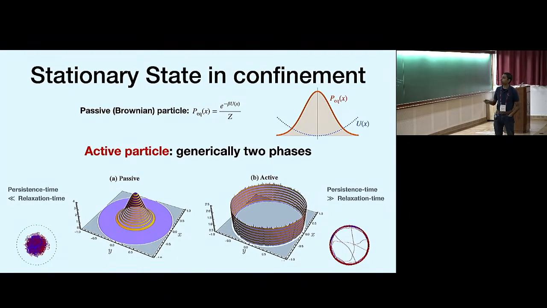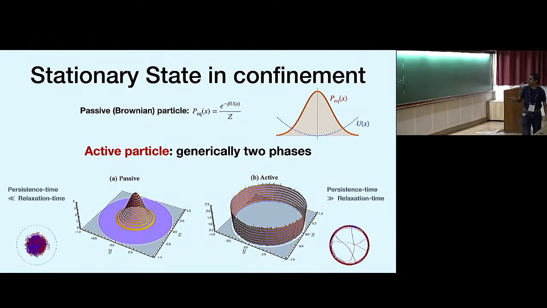So it has two phases, depending on the persistence time. Again, if you remember, the persistence time is the time over which the particle more or less moves in the same direction. The change of direction is not substantial. That's the persistence time. And if the persistence time is much smaller than the relaxation time of the trap, if you have a trap, then there is a relaxation time, right? Then you have a distribution which looks like a passive one, more or less like the distribution of a Brownian motion.